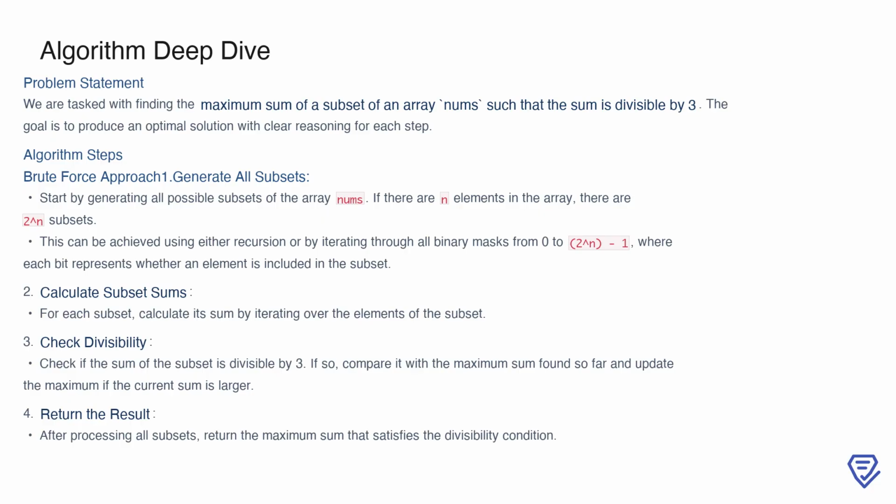To solve this problem, we aim to find the greatest sum of a subset of the array nums that is divisible by 3. At first glance, we might consider a brute force approach. This would involve generating all possible subsets of the array. For an array of size n, there are 2^n possible subsets. This can be achieved by either recursion or by iterating through binary masks, where each bit in the mask indicates whether an element is included in the subset.